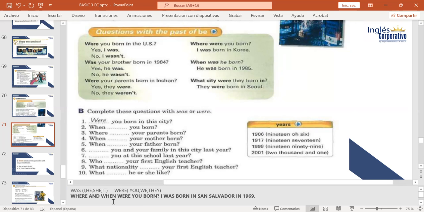Okay, teacher, pero yo puedo usar, okay, vamos a hacer una pregunta más compleja, all right? Where and when were you born? Take a look. I was born in San Salvador in 1969.